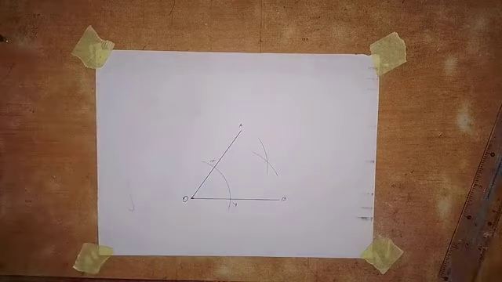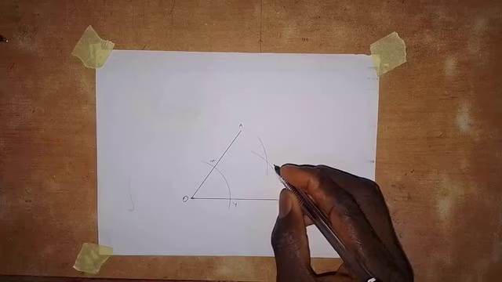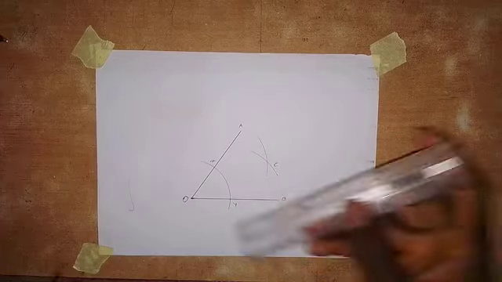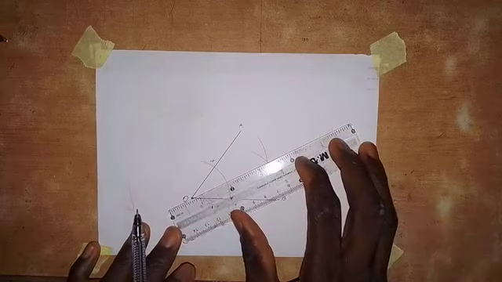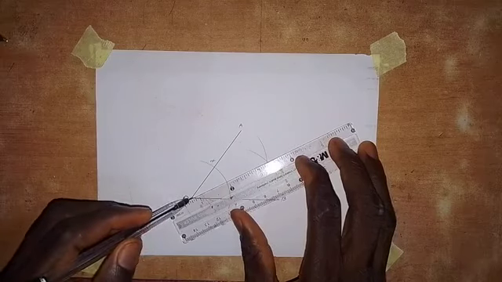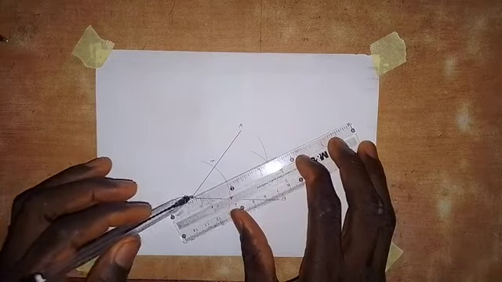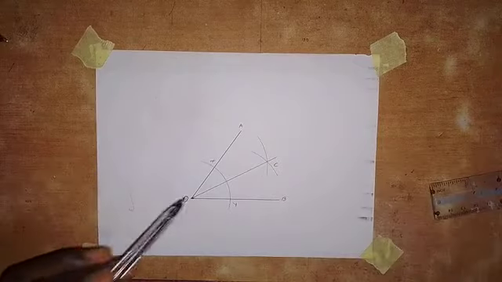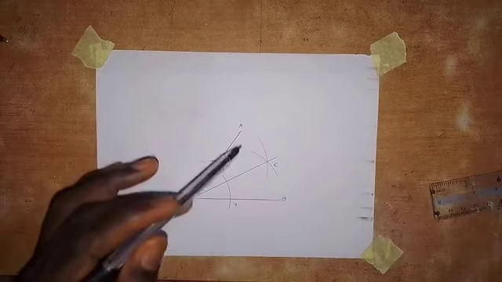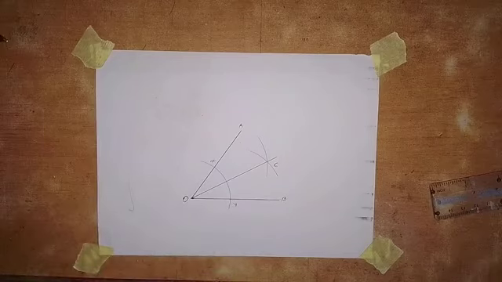All right, so the next thing that we are going to do is call the point where the two arcs intersect point C. What we have to do now is draw a line from point O passing through the point of intersection of the two arcs, that is point C. So we draw a line like this. Okay, so what we have done here right now is that we have bisected angle AOB. So it's as simple as we have done it here.